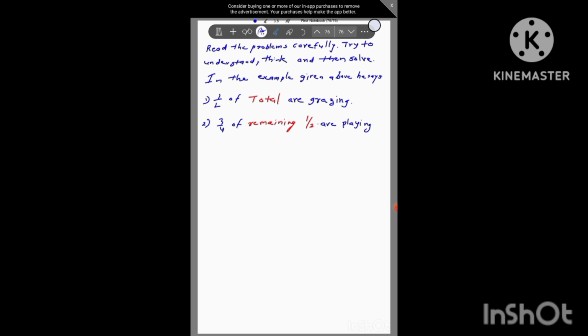That is very important. Of the remaining half, three-fourths go away for playing, then what is remaining is one-fourth. Then that one-fourth is the 9.